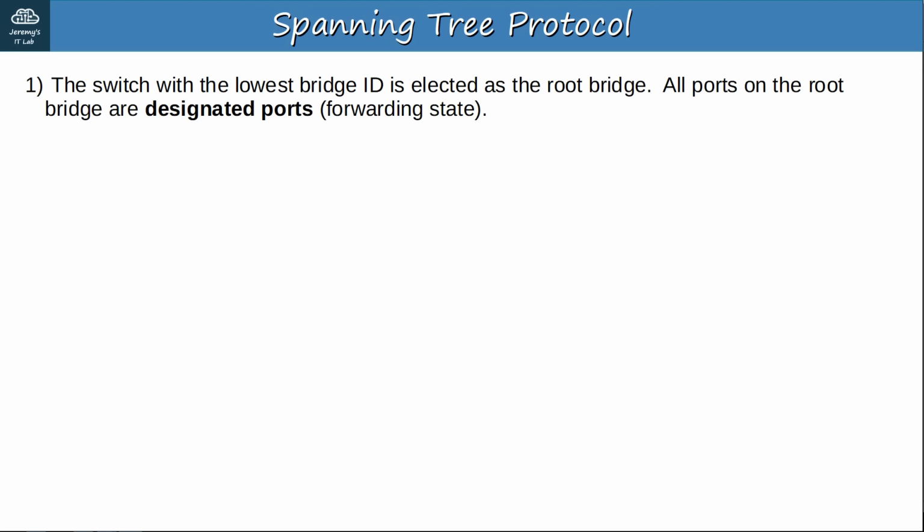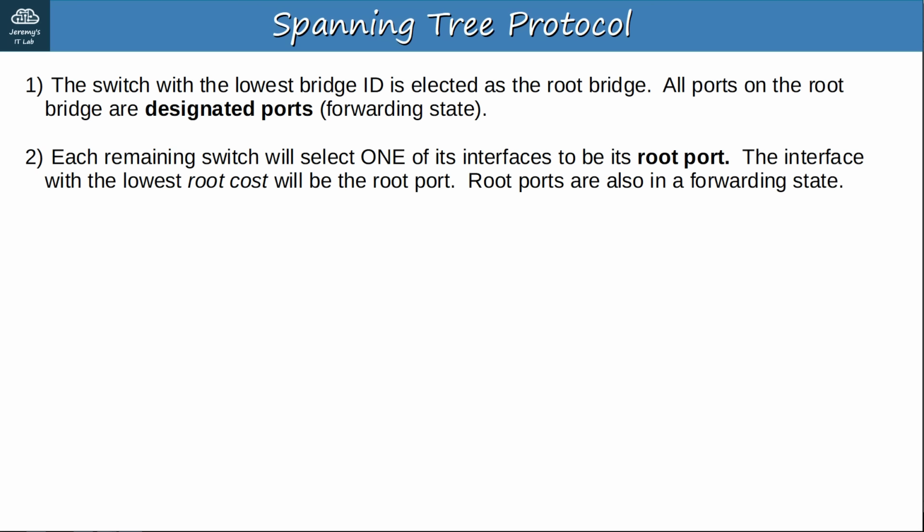So far we have covered the first step of Spanning Tree's process of creating loop-free Layer 2 LANs. Step 1. The switch with the lowest bridge ID is elected as the root bridge. All ports on the root bridge are designated ports, so they are in a forwarding state. It's important that this is the first step that Spanning Tree takes, because the rest of the steps depend on knowing which switch is the root bridge. Now let's go on to step 2. All other switches will select one of its ports to be its root port. So that means there is one root port on each switch in the network, except on the root bridge. The interface with the lowest root cost will be the root port.